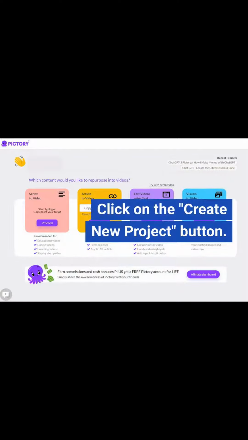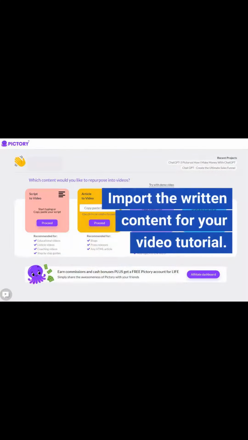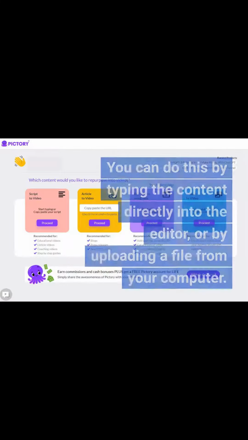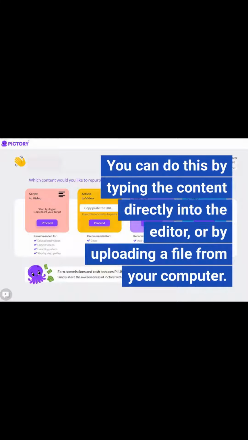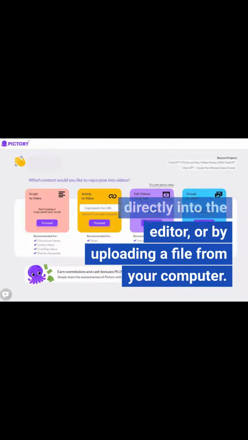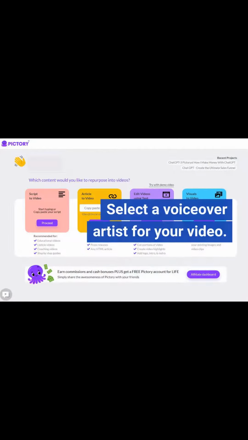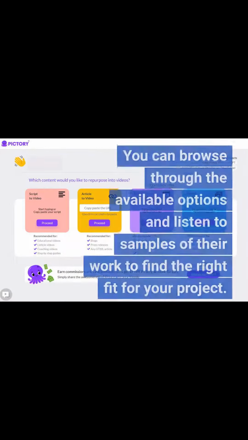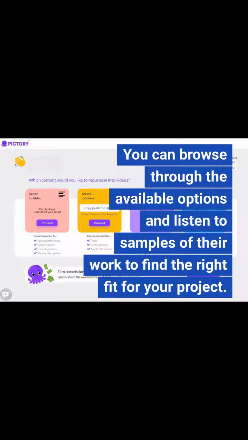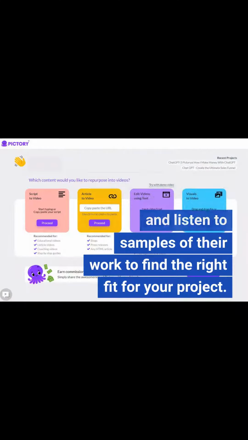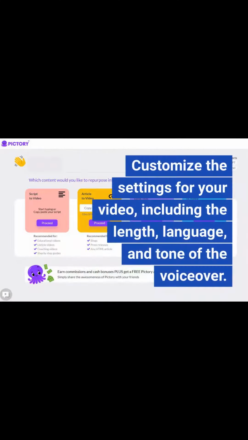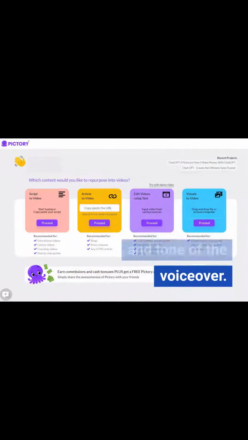Click on the Create New Project button. Import the written content for your video tutorial. You can do this by typing the content directly into the editor, or by uploading a file from your computer. Select a voiceover artist for your video. You can browse through the available options and listen to samples of their work to find the right fit for your project. Customize the settings for your video, including the length, language, and tone of the voiceover.